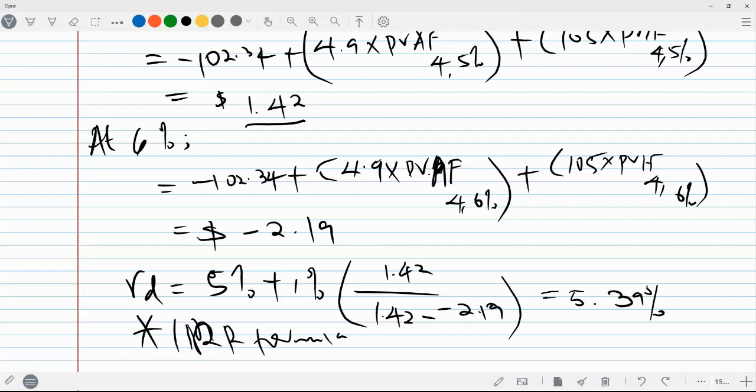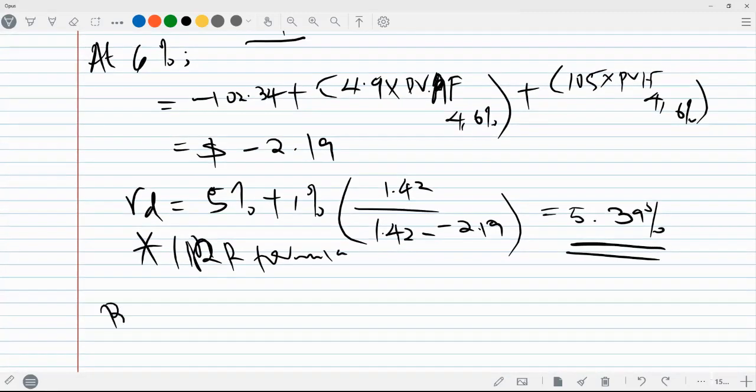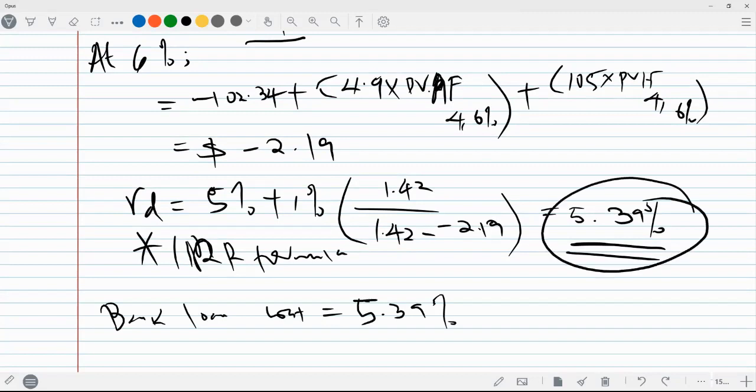Since the loan here, we know that it has a variable interest rate, which is not given to us. What do we do? We assume that its cost is the same as the cost of the bond. That's an assumption we make. So the bank loan cost is also equal to 5.39. Therefore, what other debt instrument does this company have? It has this bond. What's its cost? 5.39. Therefore, we assume they have the same cost.